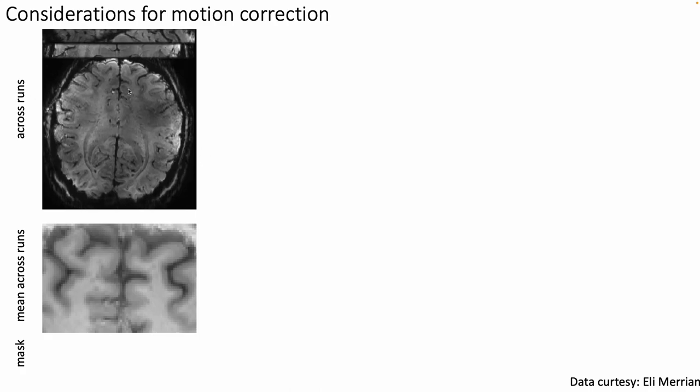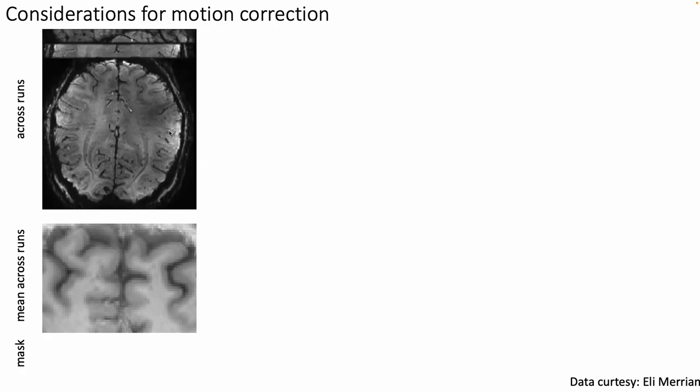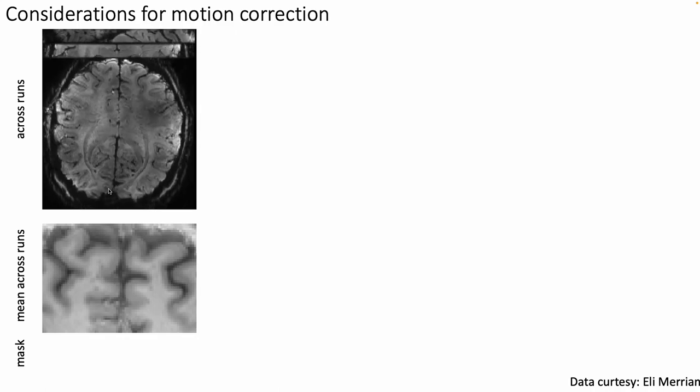So this is a common motion case that I see in my scans. Those are 8 runs, I think, across 2 hours, where the movie is across the 8 different runs. And you can see that there's motion, right? It's actually quite a bit of motion. And just as a reference, if I don't do any motion correction, I would end up with a mean image that looks something like that, right? It's blurry. It's not perfect.